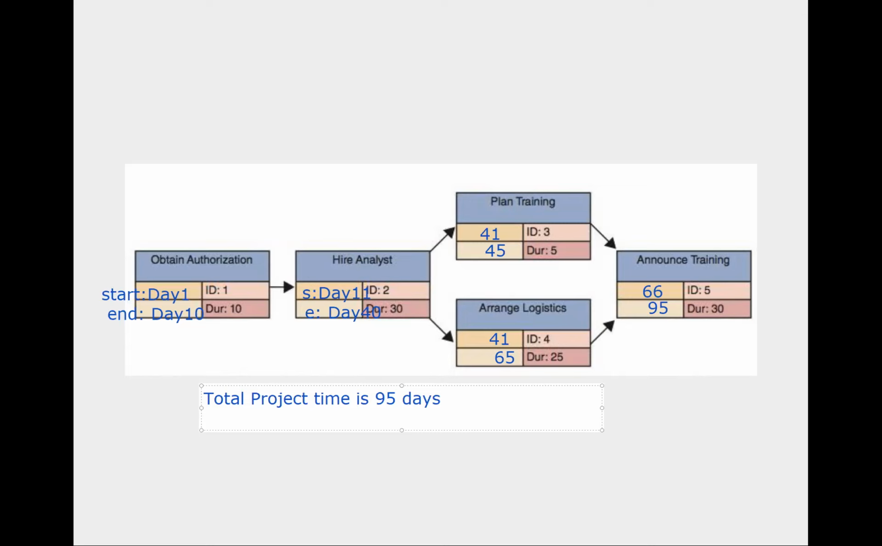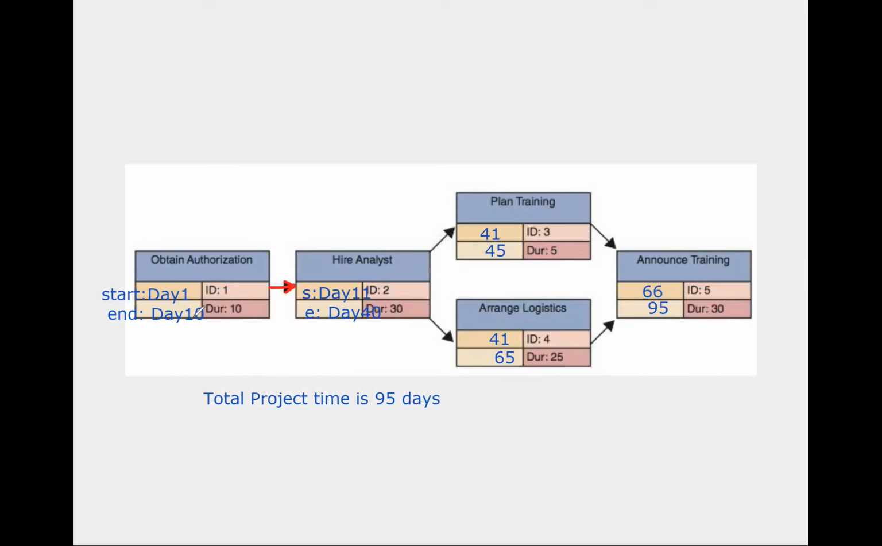Now, which one is the critical path? Critical path means there should be no delays. Right? It's tight. If something is delayed, it will affect the total time. So if you look at the critical path, critical paths start from here. You have to go from here to here. There's no change of this.